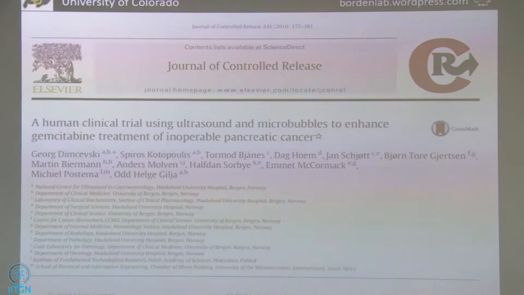The types of departments that are collaborating here. So ultrasound and gastroenterology, that's the GI tract, right? Clinical medicine, clinical biochemistry, surgical sciences, clinical sciences, cancer biomarkers, internal medicine, radiology, pathology, more pathology, oncology, some fundamental researchers in biomedical engineering. What's missing is chemical engineering because they used over-the-counter commercialized agents.